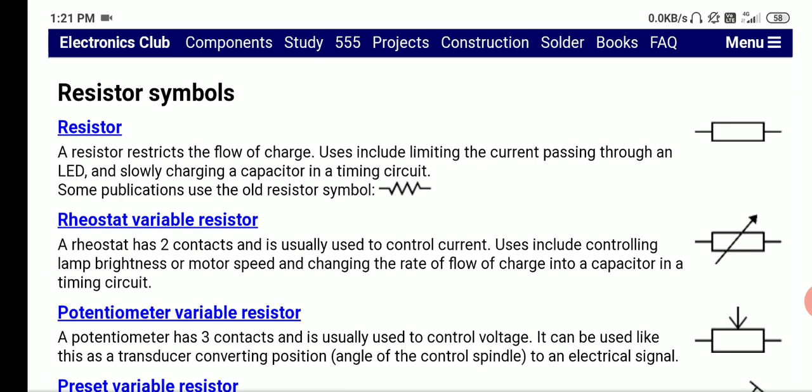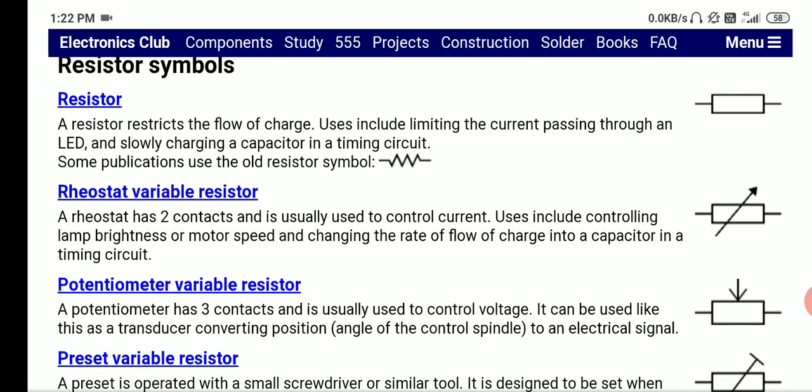Uses include limiting the current passing through an LED. Whenever you make a circuit and you want to turn on the LED, you always put a resistor in between the LED and your supply. Why do you do it? Because if you do not use the resistor, you will end up blowing out your LED, as your LED couldn't tolerate the amount of current that's going to pass through it. That's why, in order to control the current, you always put a resistor in the path between your supply and your LED.